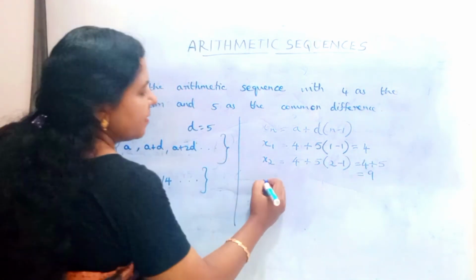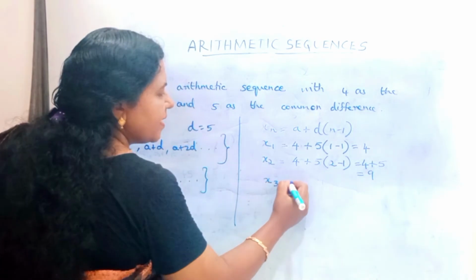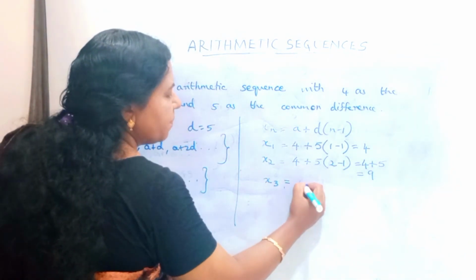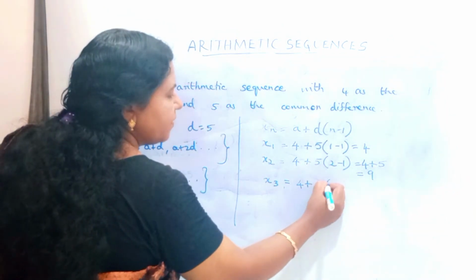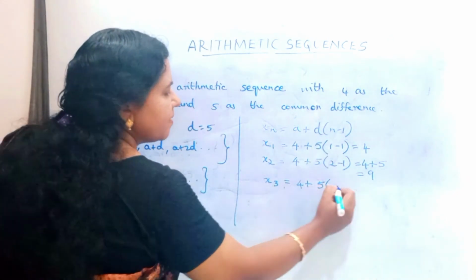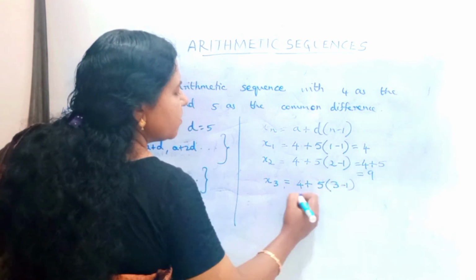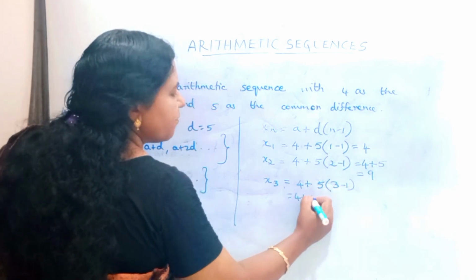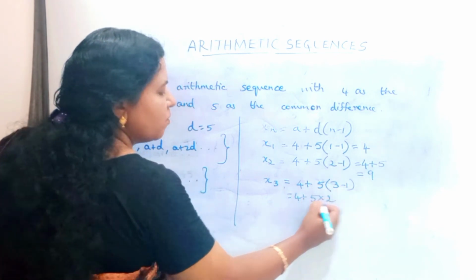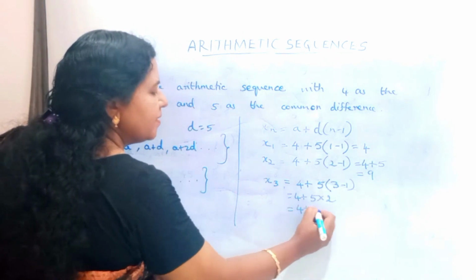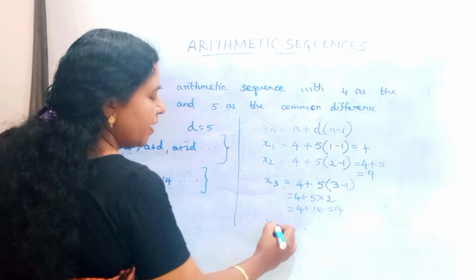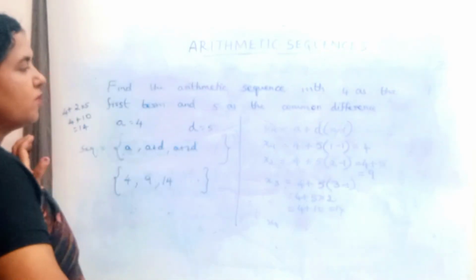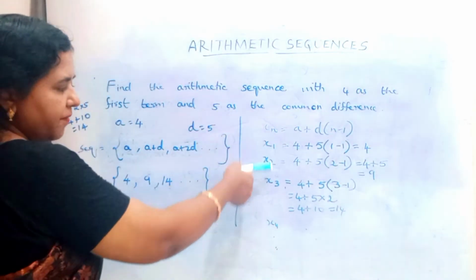And the next, the third term, x3, is equal to a plus d into n minus 1, so a is 4 plus 5 into, here the value of n is 3, so 3 minus 1. So it is equal to 4 plus 5 into 3 minus 1, it is 2. So it is equal to 4 plus 10, so it is equal to 14. Similarly, we can find out x4.